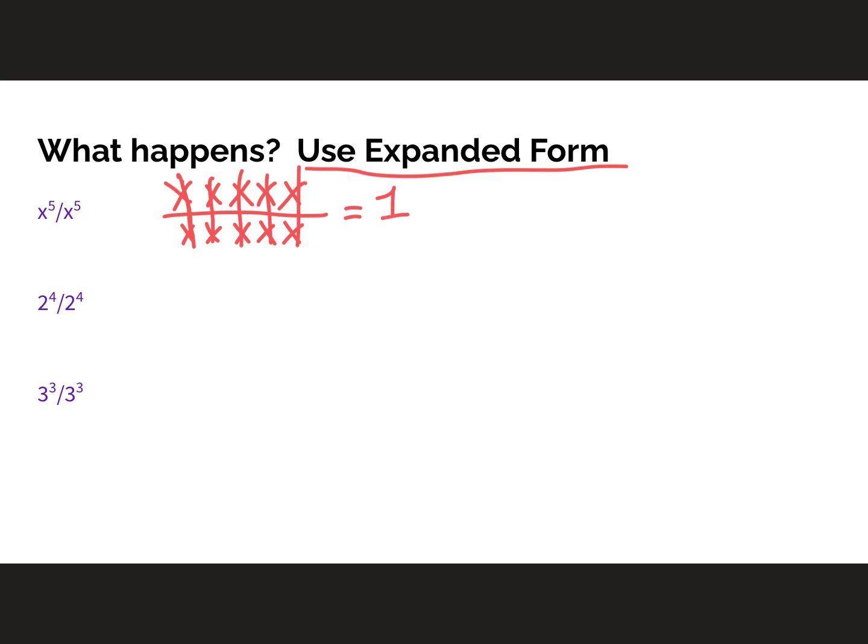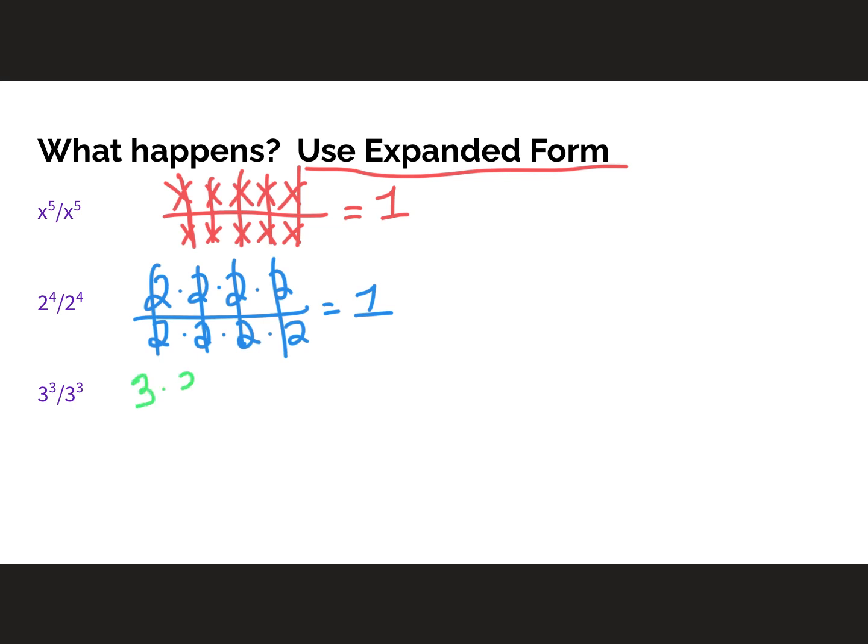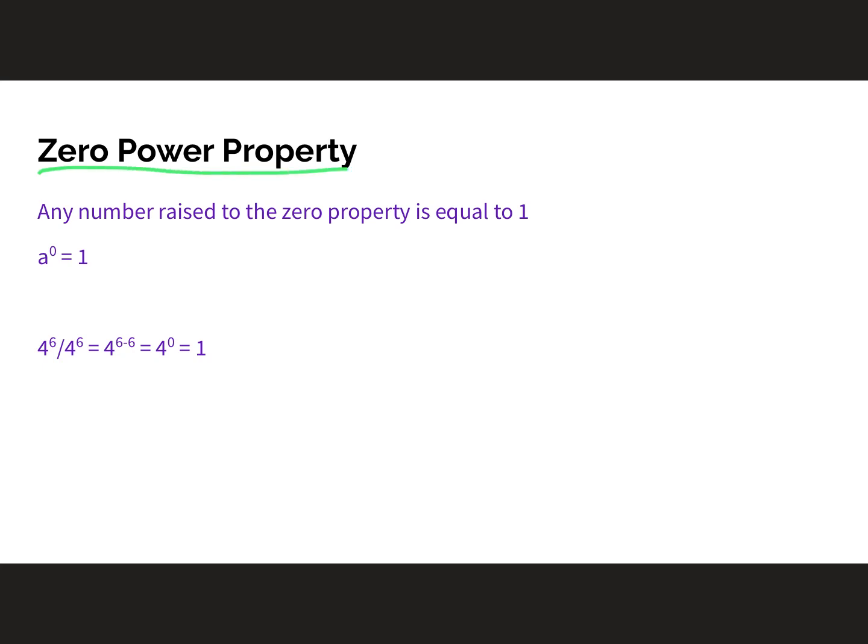Well, let's try it with a real number. I have 2 times 2 times 2 times 2 divided by 2 times 2 times 2 times 2. Well, 2 divided by 2 is 1, 1, 1, 1. It doesn't matter how many times I multiply 1, it's still 1. Let's look at this one, 3 to the third. So 3 times 3 times 3 over 3 times 3 times 3. Again, cancels, cancels, cancels, and we get 1. So this is why we have the zero power property.